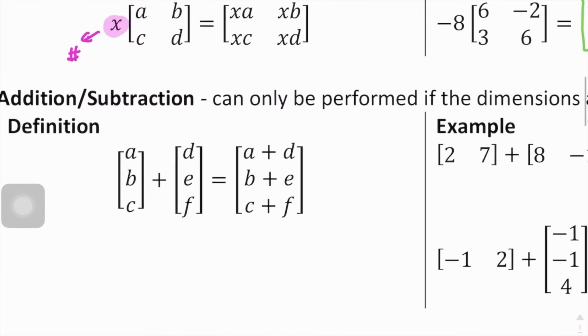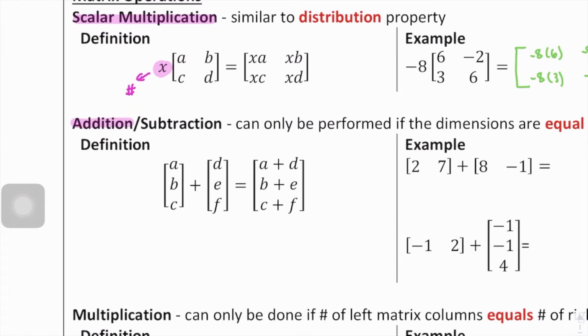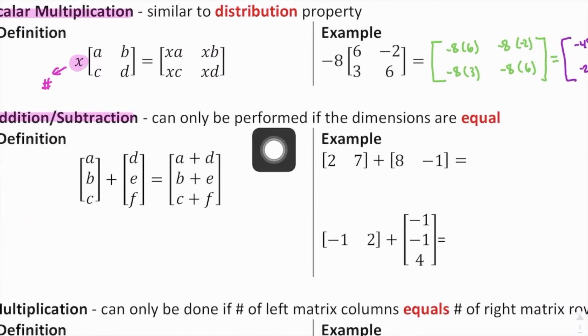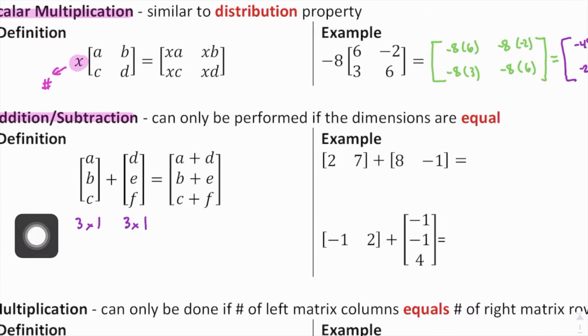Next operation is addition and subtraction. Something to be really aware of, you can only perform this operation if the dimensions are equal. So the same rows and the same columns. You can see in a definition example here, we have a 3 by 1 and a 3 by 1. So the addition is okay. And then the corresponding entries get added: A plus D, B plus E, C plus F, and that'll get us our answer here.